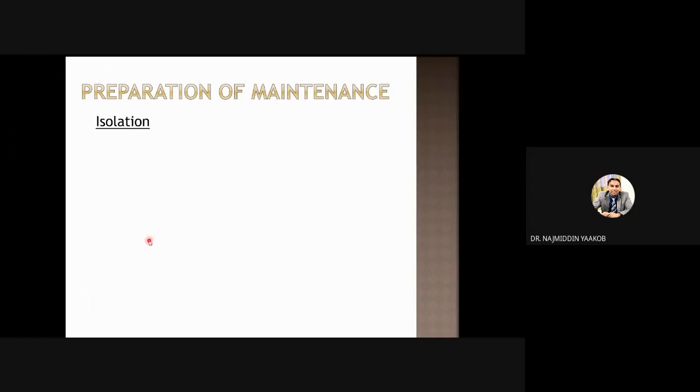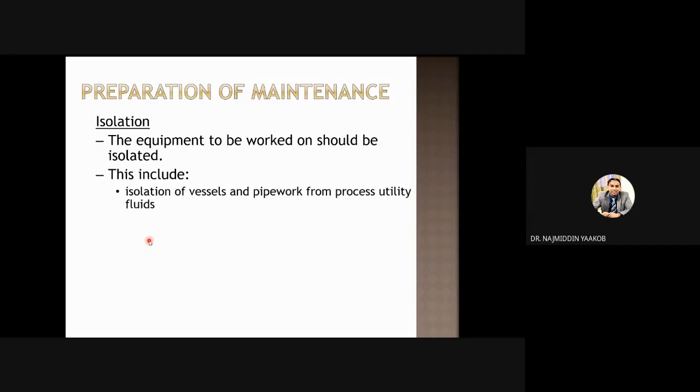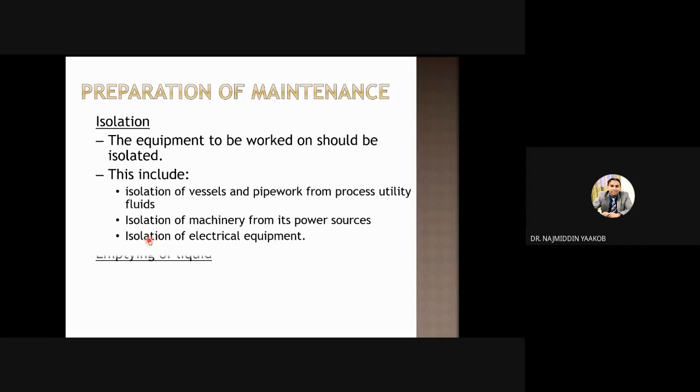Next, isolation. The equipment that you need to maintain or work on should be isolated. This includes isolating vessels and pipes from process and utility fluids, isolating machinery from its power source, and isolating electrical equipment.